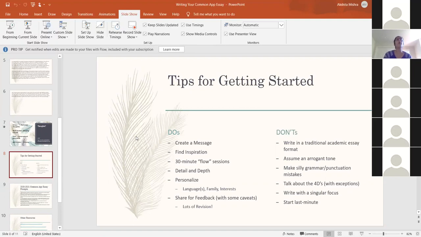But these help you find out stuff that's meaningful to you, that truly demonstrates your character, and you can pick ideas from there. And then detail and depth. So most Common App essays, this one didn't focus on a particular situation per se, but the Common App essays that do, they focus on about 5 to 10 minutes in real time.